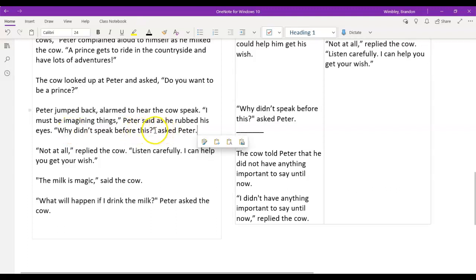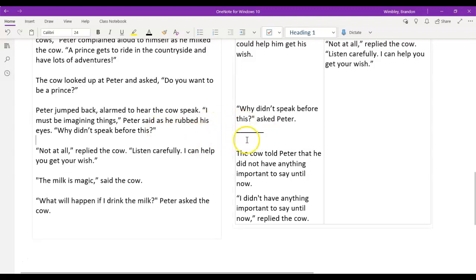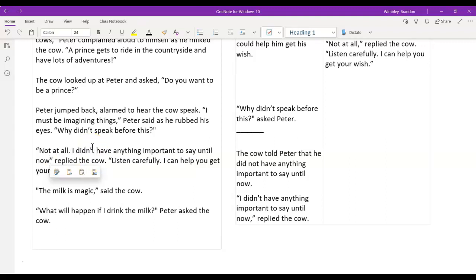Why didn't you speak before? And then what would the cow reply? He would probably say, well, I didn't have anything important to say until now. So I can take this dialogue, and what's nice about this is with dialogue, I can expand those sentences. I can put it in here, and now I have a long sentence inside of what the cow's saying. He's saying, not at all. I didn't have anything important to say until now. So this is what I have for my dialogue. When you guys are writing, I want you to think, how can you now incorporate dialogue to show instead of just telling what's going on in your story?